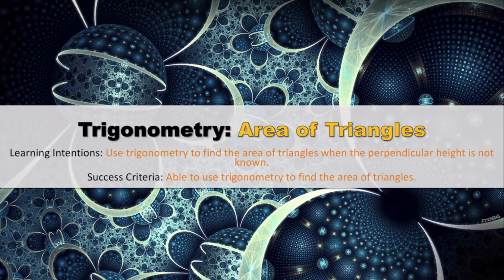So what we're going to have a look at is how we can use trigonometry to find the area of triangles when we don't actually know the perpendicular height of a triangle. And we're going to go through a bit of a process where I look for a quick formula that we can use, and that's what we're going to get to by the end of the video. But I encourage that you work through with me to understand where this formula comes about.